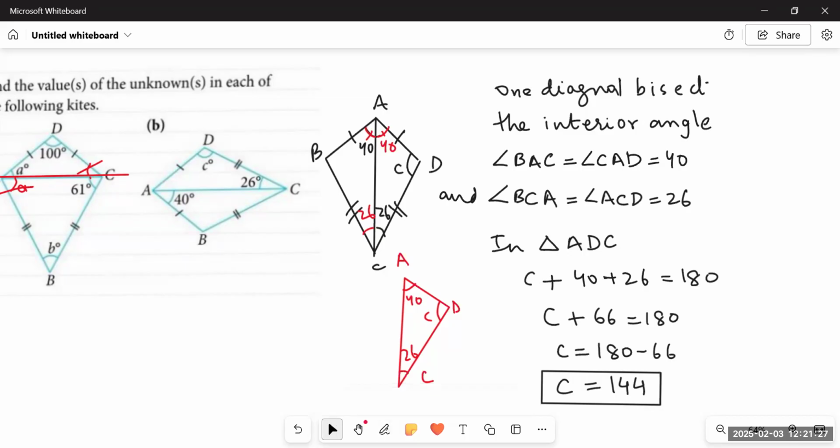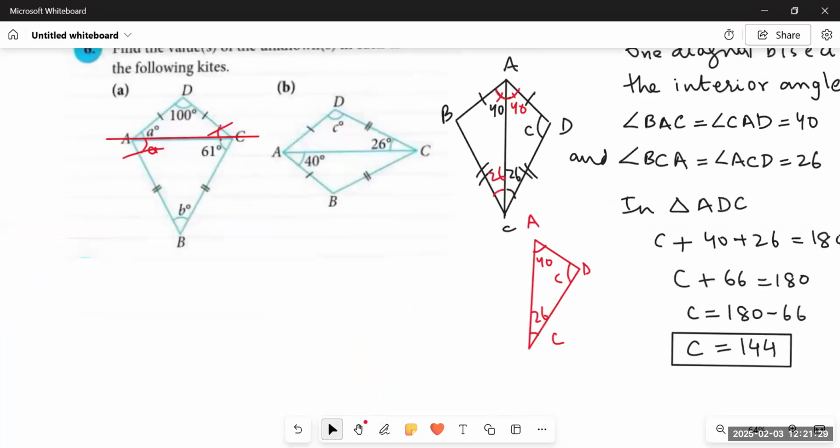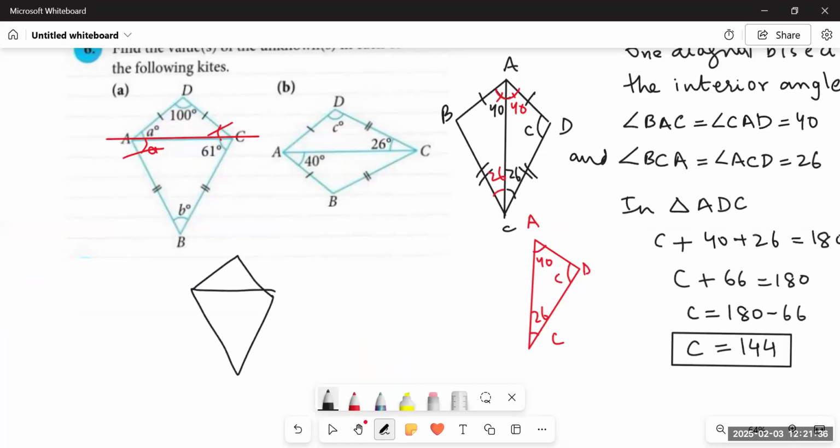As you can see, this is a different kite. Why is it different? Because the diagonal line in this one is horizontal, right? So we used the isosceles triangle properties, but in this diagonal we have a vertical line, so we have used the properties of bisecting angles. That is, these two angles would be equal to each other. Earlier these two angles were equal to each other.